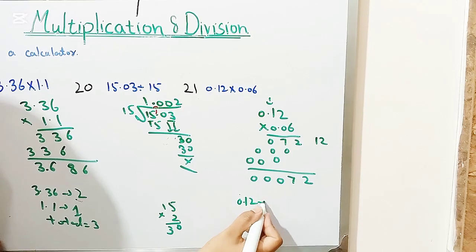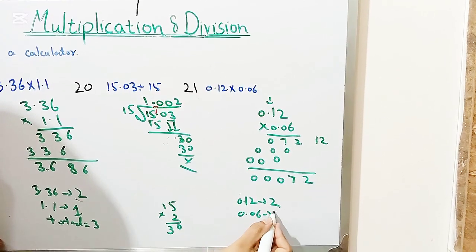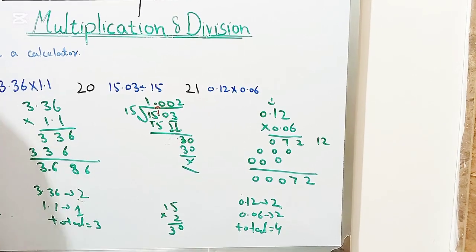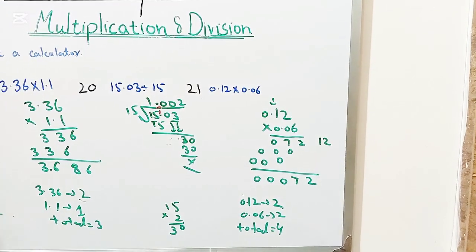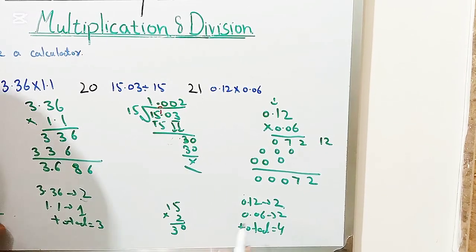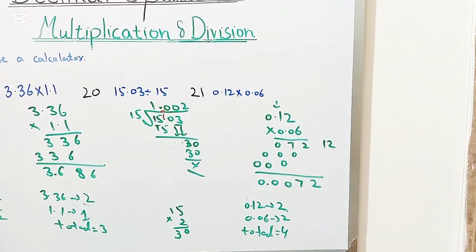0.12 has 2 decimal places. 0.06 has 2 decimal places. Total will be 4. Now we will move from the right side and count from the right side: 1, 2, 3, 4. Now we will move the decimal from the right side of the 4 values. Now 0.0072 is the final answer.